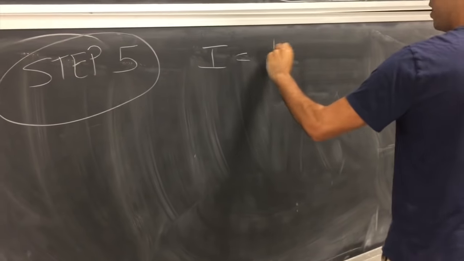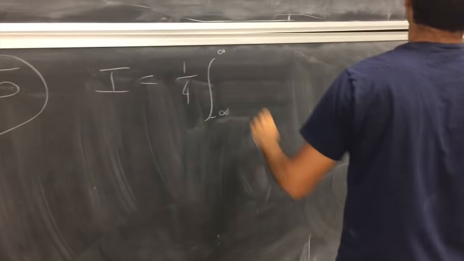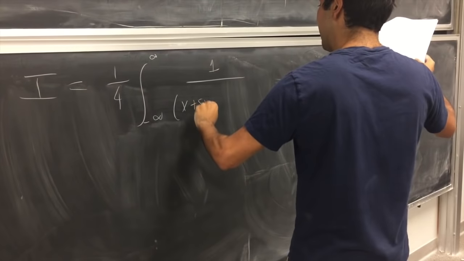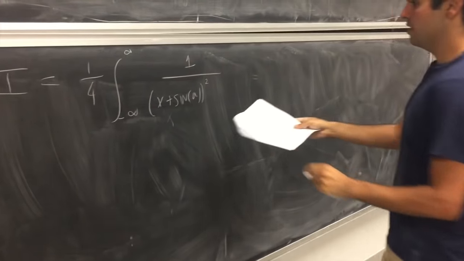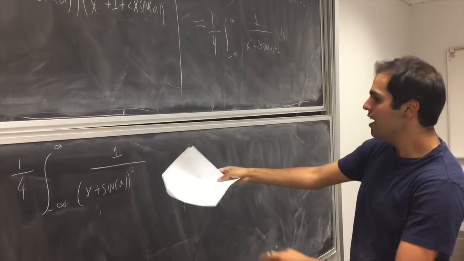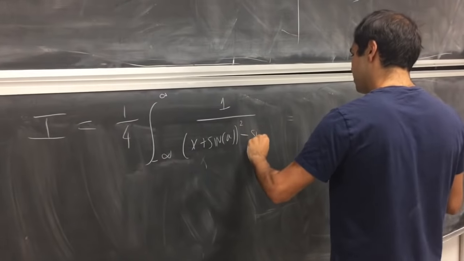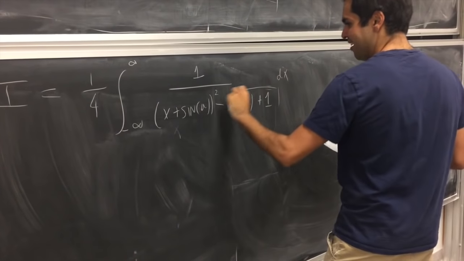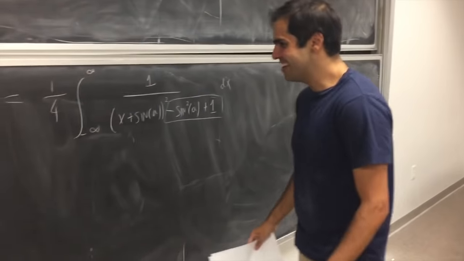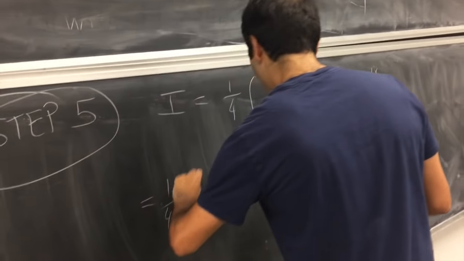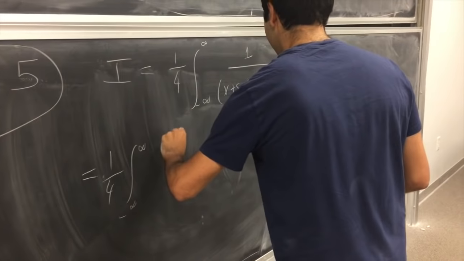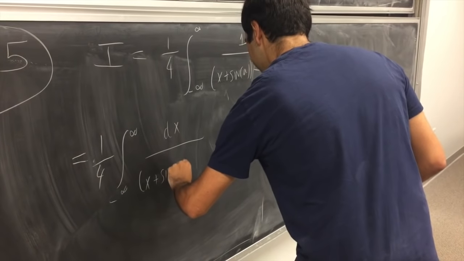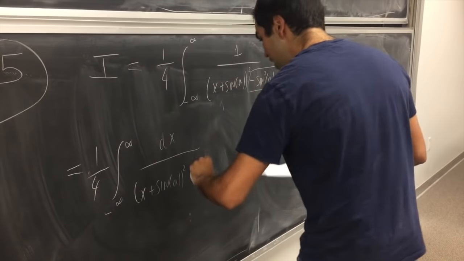So I is 1/4 integral from minus infinity to infinity of 1 over, this becomes x plus sine of a, squared, because then it's x squared plus 2x sine of a plus sine squared of a, but let's just subtract this, minus sine squared of a plus 1 dx. We have another trig identity. That's 1/4 integral from minus infinity to infinity dx over x plus sine of a squared plus cosine squared of a.